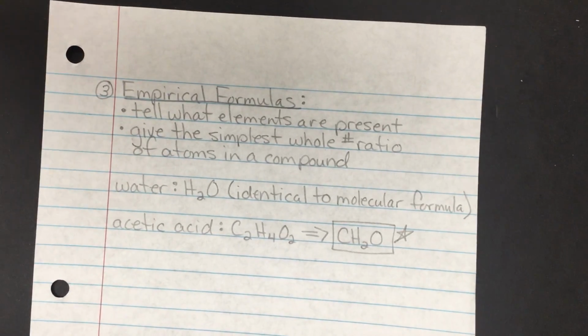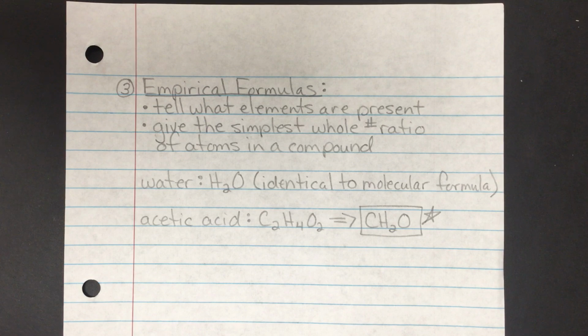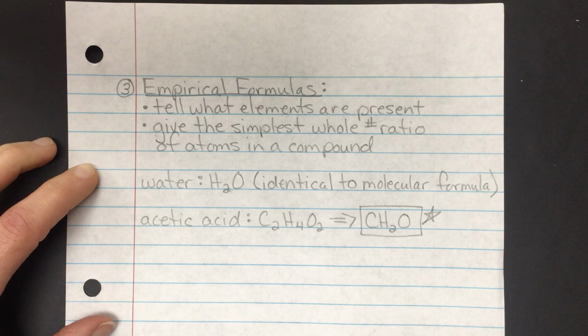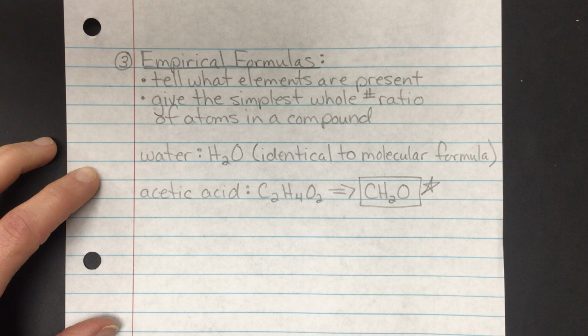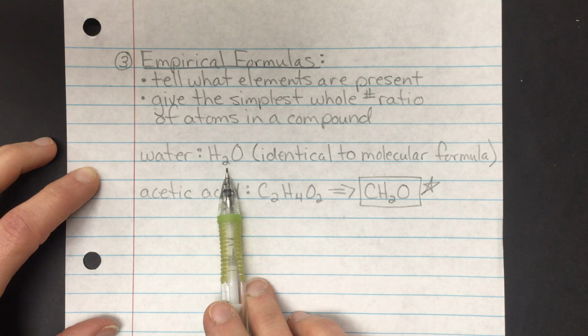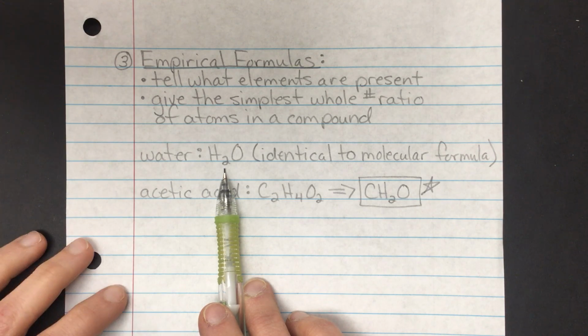The third type of formula is an empirical formula. These tend to be formulas that we find through experimentation. And they tell what elements are present, and they give the simplest whole number ratio of atoms in a compound. Now, for something like water, the empirical formula is the same as the molecular formula because it's already as simple as it gets. Also, whenever we write our ionic formulas, they are always empirical formulas as well.